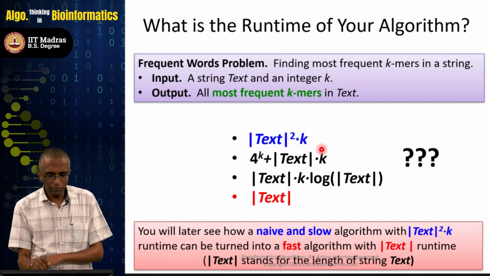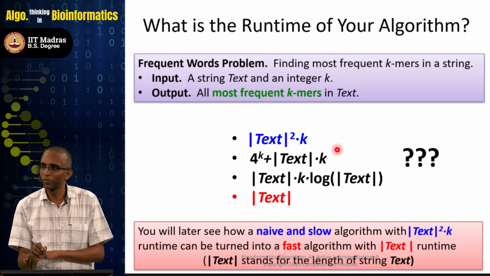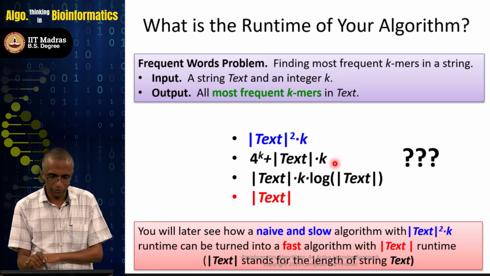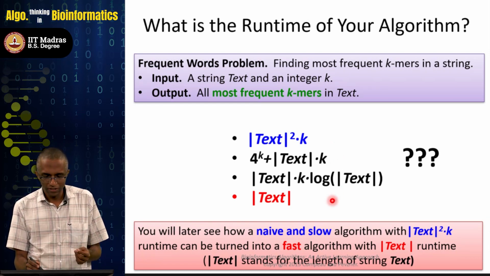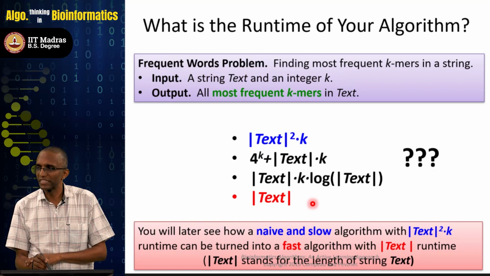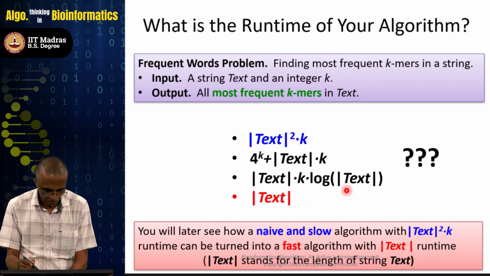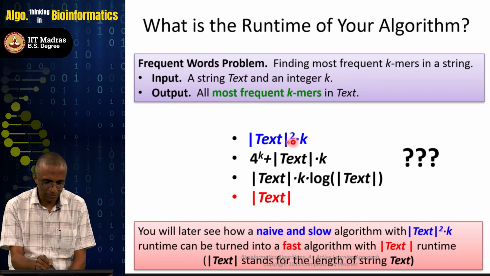What we will do in the next 2 slides is look at these first 2 algorithms. I hope you can already see what the algorithm may be; you can probably think about it before you go to the next slide. Then we will leave the others as exercises for you to think about. How do you get something like text squared times k? One approach you could think about is the following.